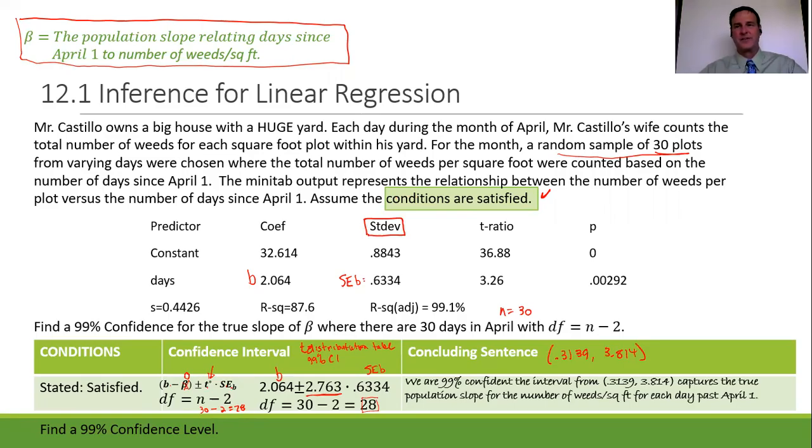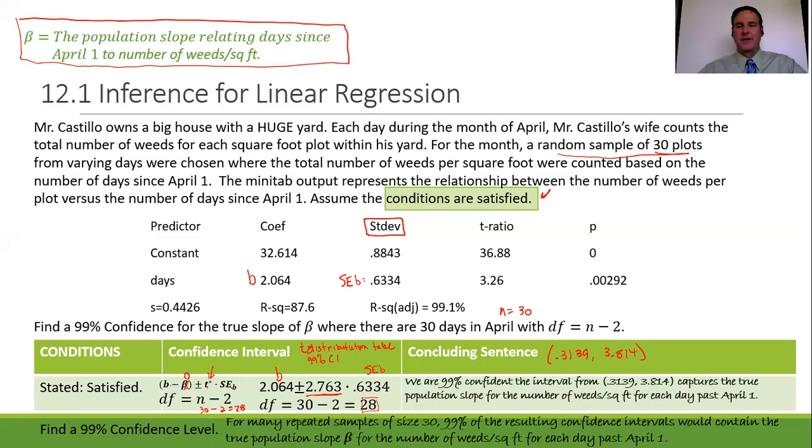So there you go. There are definitely 3 steps just like before. How do you find a confidence level? Remember, they kind of work themselves out like this. They're all kind of the same. For many repeated samples of size 30, 99% of the resulting confidence intervals will contain the true population slope B for, in this case, the number of weeds per square foot for each day past April 1st. Pretty much all of our work is the same except for the context, which is in this very back piece. But the stuff in front of it is usually pretty standard.